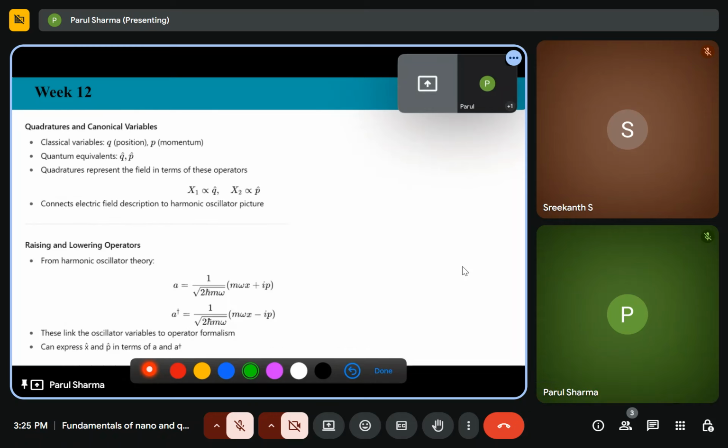So next, in the previous lectures we calculated that the uncertainty relation delta x1 dot delta x2 is greater than or equal to 1 by 4, but we didn't do any derivation for that. We talked about the quadratures and saw the relation between the position and momentum operator. So now we want to find out the relation between the position, momentum and the ladder operators.